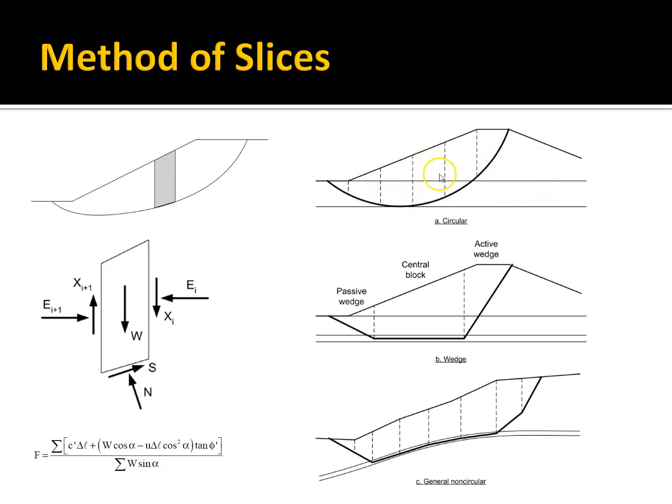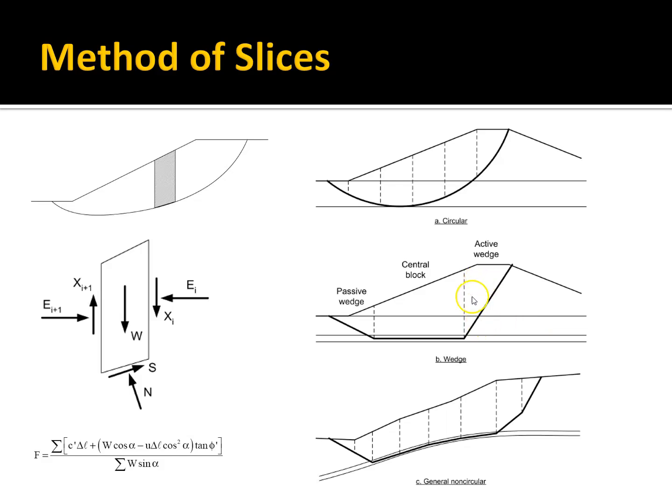This shows 1, 2, 3, 4, 5, 6. You could have 10, 15, 20 slices. The more slices you have, the more accurate the solution. At some point you get a point of diminishing returns, but it's kind of like when we solve the finite difference method or the finite element method, where you subdivide the problem domain into cells and nodes. But in this case, the most convenient way to analyze this is a series of slices.